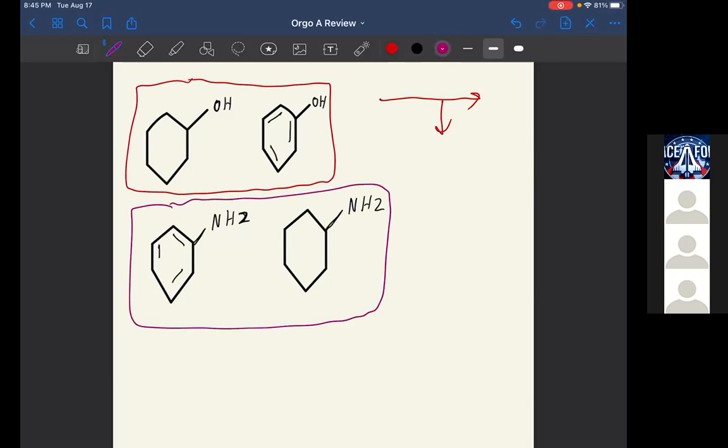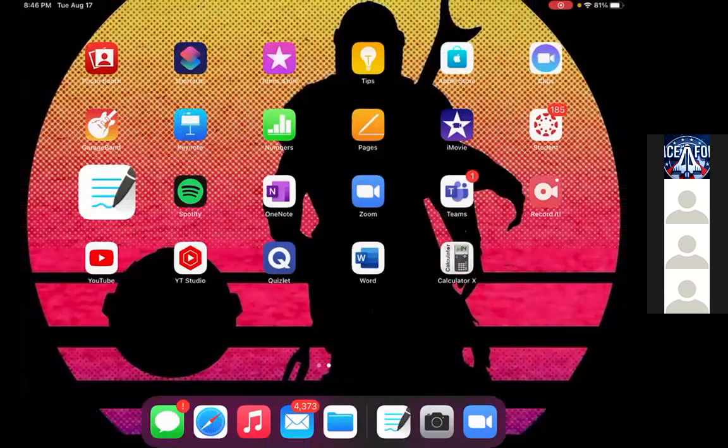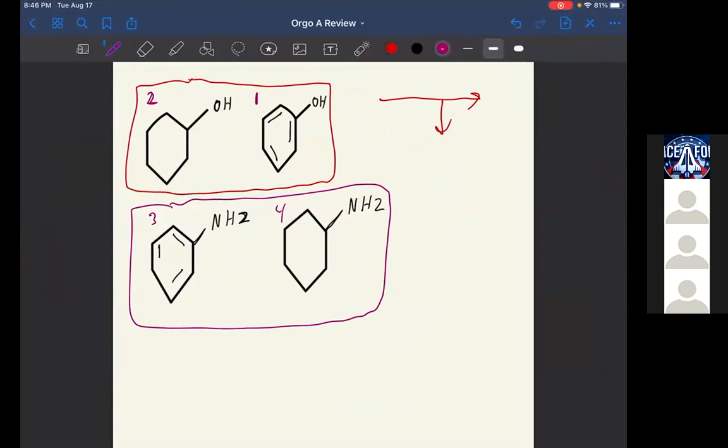Now, out of those two cyclohexanes or cyclohexanols, which one's going to be more stable, the benzene ring or the one without the benzene ring? I would say the benzene ring, but is it because you can do resonance? Yes. So this would be 1. This would be 2. Now out of these, same thing applies. 3, 4 for stability. Does that make sense for everybody? Yeah, that makes sense.